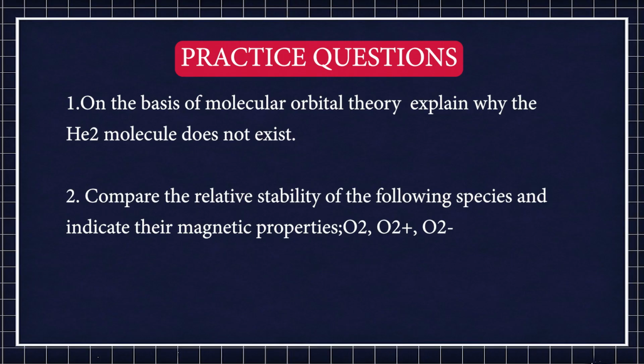Dear children, some questions for you, and these are: first is, on the basis of molecular orbital theory, explain why the helium molecule does not exist. Second question is, compare the relative stability of the following species and indicate their magnetic properties, that is first O2, second O2 plus, and third O2 minus charge.